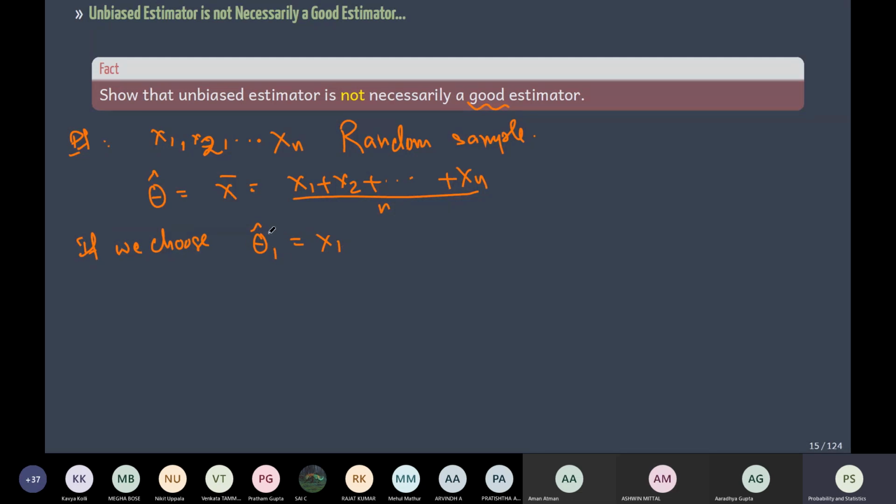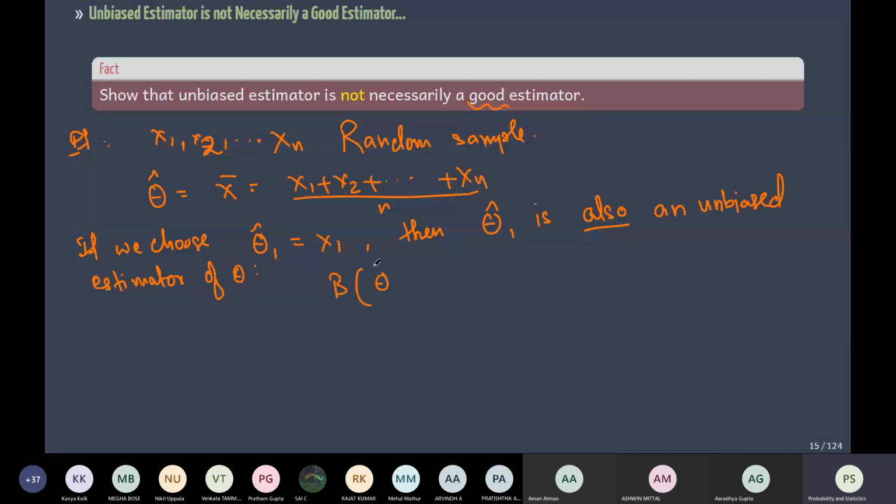Now I want to know, is this biased or unbiased, and whether this is a good estimate or not. So let us check for this theta hat. Then theta hat 1 is also an unbiased estimator of theta. Why is that? Because if we compute the bias of theta hat 1, theta hat 1 was just x1, right?